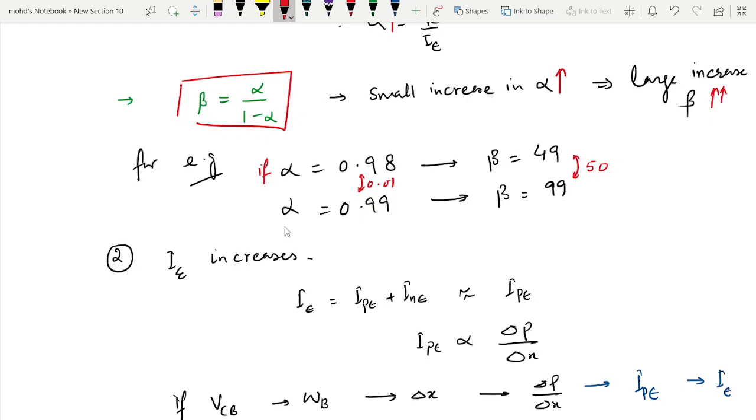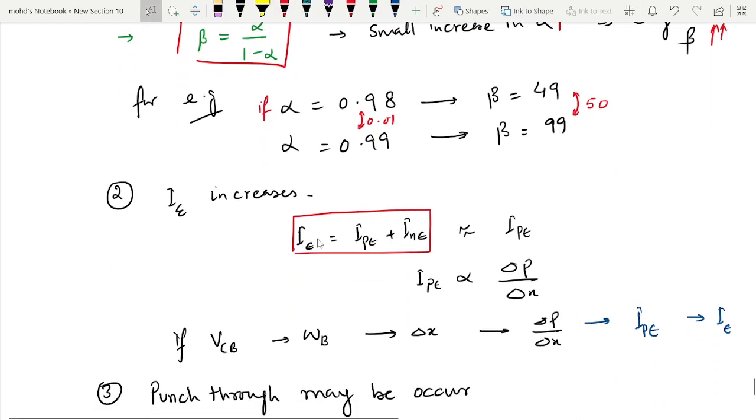Now the second consequence is emitter current increases. As we know, the emitter current is equal to IPE plus INE, which is approximately equal to IPE in the case of a PNP BJT. And we also know that IP is directly proportional to del P by del X. Now if VCB increases, effective base width decreases, which means del X decreases, and if del X decreases, the overall value of del P by del X increases, and hence IP increases, which leads to an increment in emitter current.